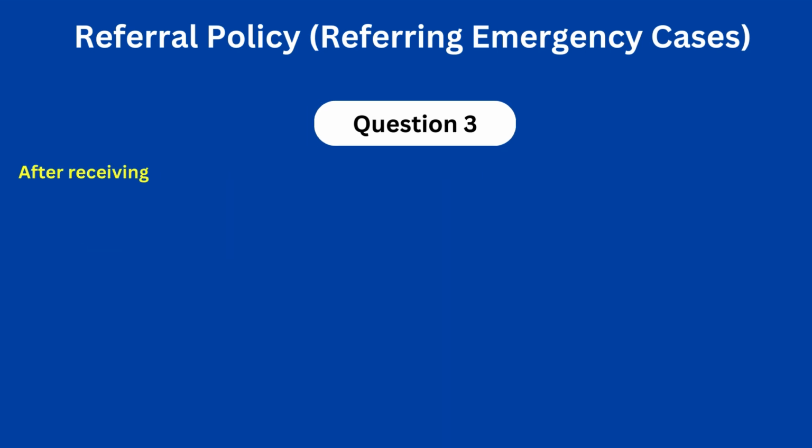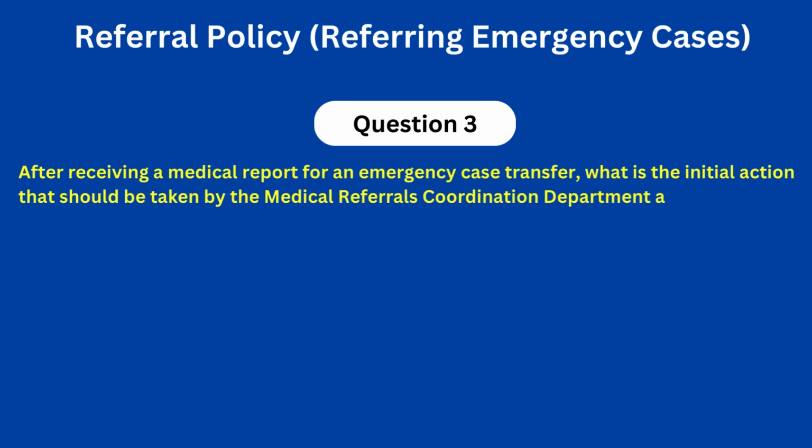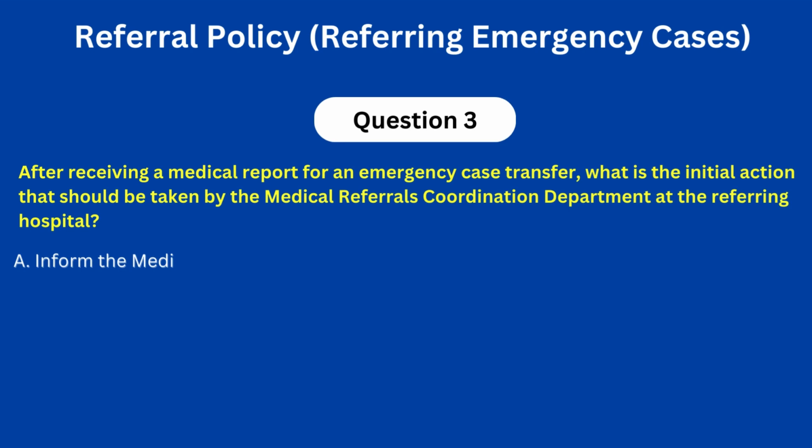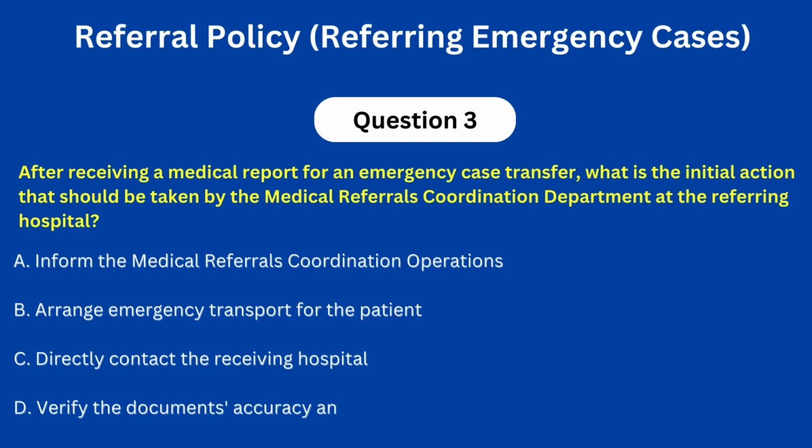Question number 3. After receiving a medical report for an emergency case transfer, what is the initial action that should be taken by the medical referral coordinator department at the referring hospital? A. Inform the medical referrals coordination operations. B. Arrange emergency transport for the patient. C. Directly contact the receiving hospital. D. Verify the documents' accuracy and completeness. The correct answer is D.